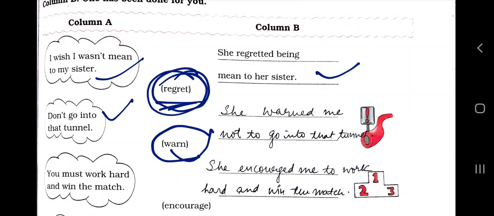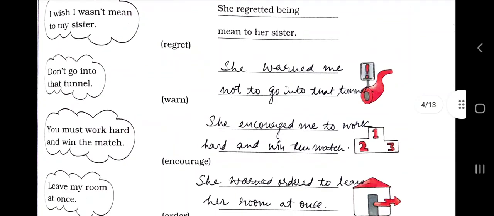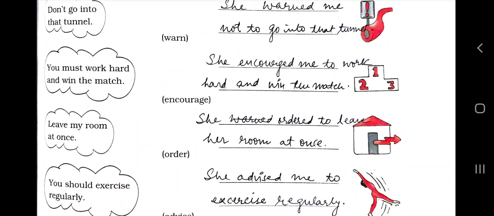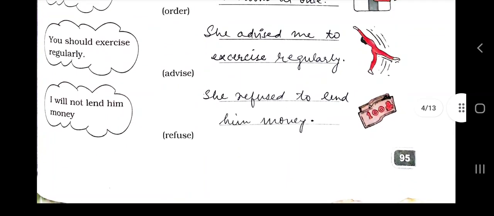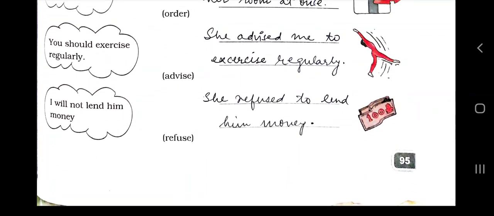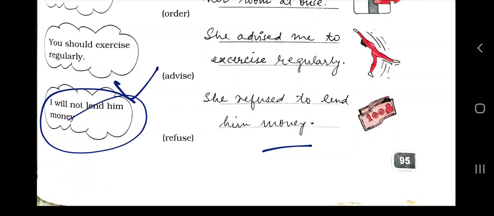You must work hard and win the match. Now this is encouraging. The person is encouraging me to work hard. See, she encouraged me to work hard and win the match. Now again here, order has to be used. Leave my room at once. She ordered me to leave her room at once. You should exercise regularly. This is all direct speech, directly spoken to the person. She advised me to exercise regularly. Here, advise has to be used. I will not lend him money. She refused to lend him money. Right? So this is direct and this is reported or indirect speech.